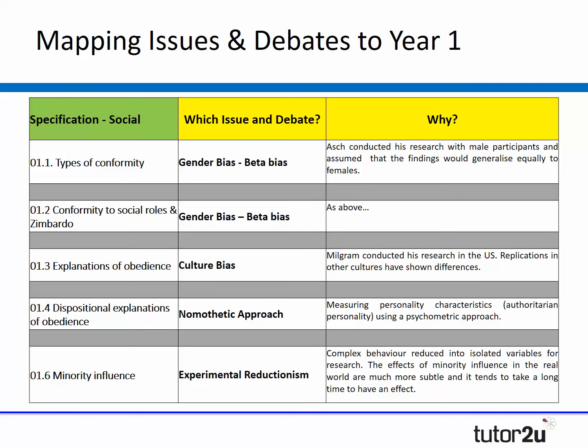And then finally, minority influence, an interesting idea, but one I was thinking about today. You could argue about experimental reductionism, because what minority influence does is try to reduce a really complex behaviour down to isolated variables like group size, and actually the process is far more complicated than that. So there we have it, just one of the Year 1 topics.